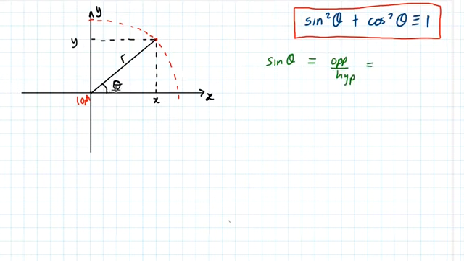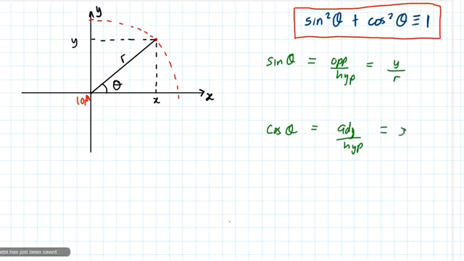So opposite here is this length, which is y, and our hypotenuse is r. We do the same for cos. So cos theta is equal to, we know, adjacent over hypotenuse. Our adjacent here is x, from here to here, the length x, and our hypotenuse is r again. So we find our trigonometrical ratios.